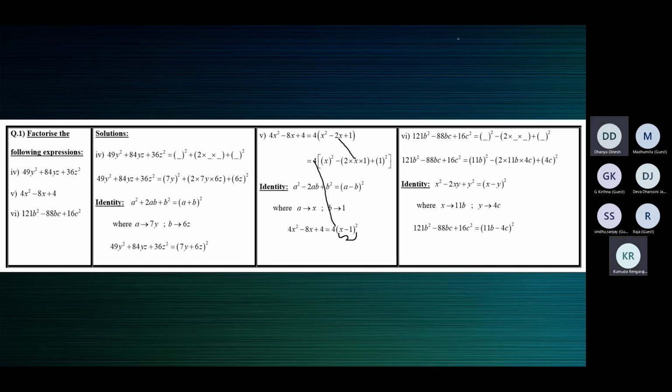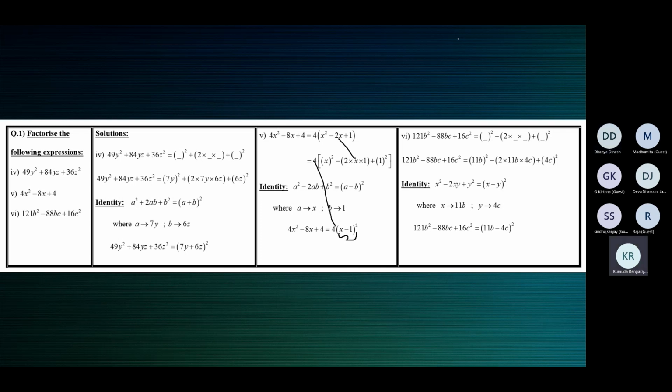Ma'am, here the expression is in the form of a square minus 2ab plus b square. So 121 can be written as 11b square because 11 into 11 is 121. Now, which are the two perfect squares in this expression? In the given expression, the question: which are the two perfect squares? 121b square and 16c square, ma'am.